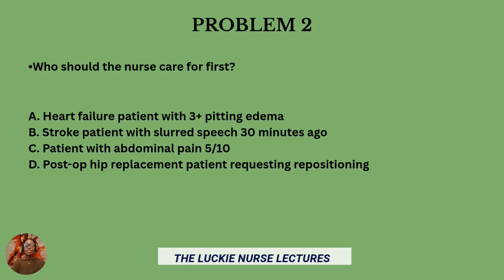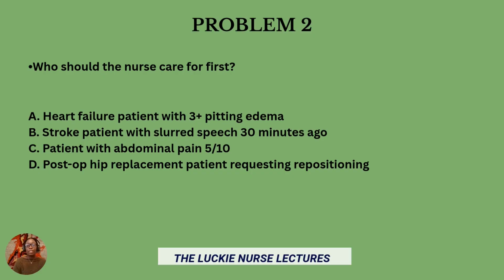So, option B is the stroke patient who has slurred speech as of 30 minutes ago. Now, in case you're confused, option B falls under circulation because when a stroke occurs, blood flow to the brain is blocked, whether it's an ischemic stroke where there's a clot, or a hemorrhagic stroke where there's a ruptured blood vessel. Either way, it affects the circulatory system because blood and oxygen are not properly flowing to the brain.